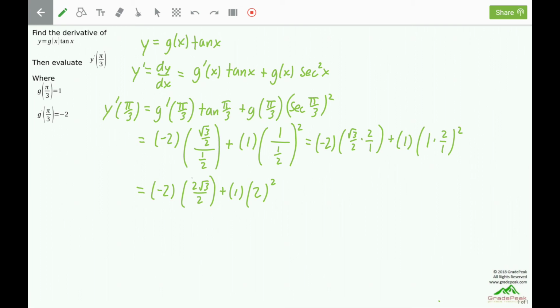Now in this first term, these 2's here and here can cancel, and so we will have negative 2 root 3 plus 2 squared times 1, which is 4. It's usually best to write the positive term first, so 4, and then the negative term next, so negative 2 root 3. 4 minus 2 root 3.